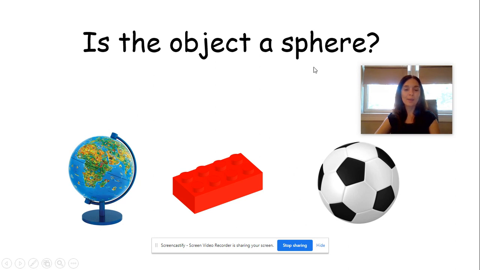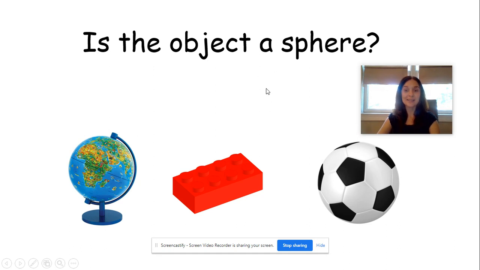And which two objects would we be able to roll? The globe and the soccer ball, because they are spheres. Could you roll a Lego? No, you could not. Can you stack two soccer balls on top of each other? Will they stay? No, they will not, right? So our globe and our soccer ball are both the shape sphere.